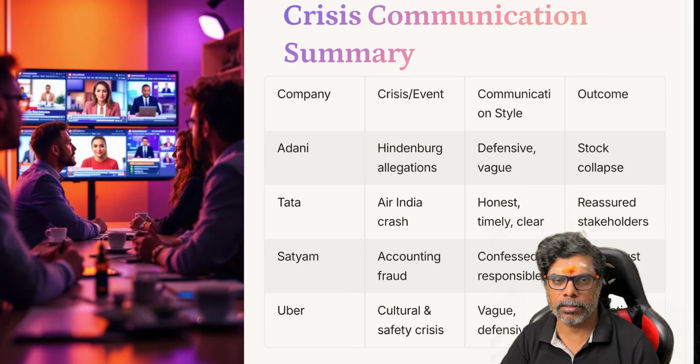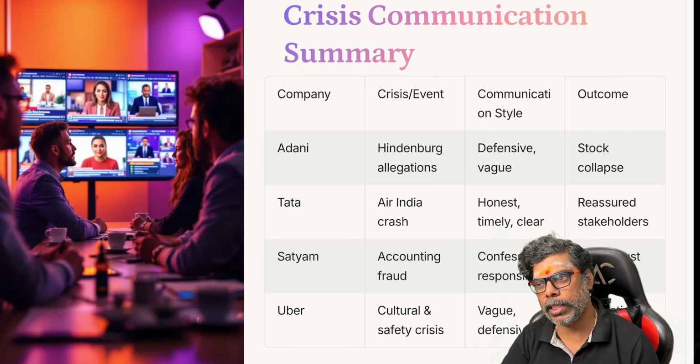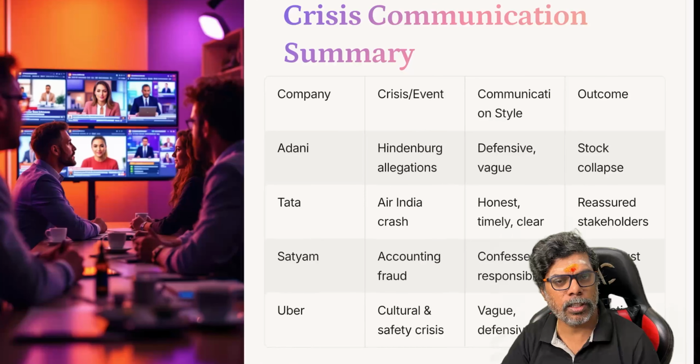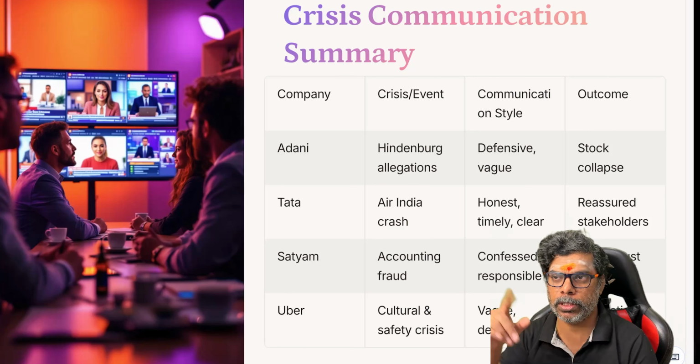They got Tech Mahindra share. Now Tech Mahindra share is 1,500 or something, right? So that is the thing. Uber. So there was a cultural safety crisis. They were vague and defensive, and their reputation got damaged. Right? These are the things you have to check.